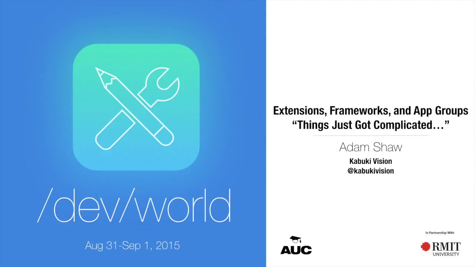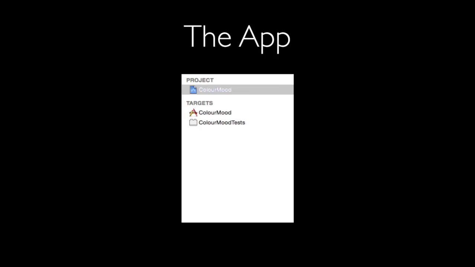So let's get started. In the beginning, there was the app. And your app project probably started off pretty simple like this, right? You have one target that's basically your app. And there's that test target that no one ever tests, so we ignore that.